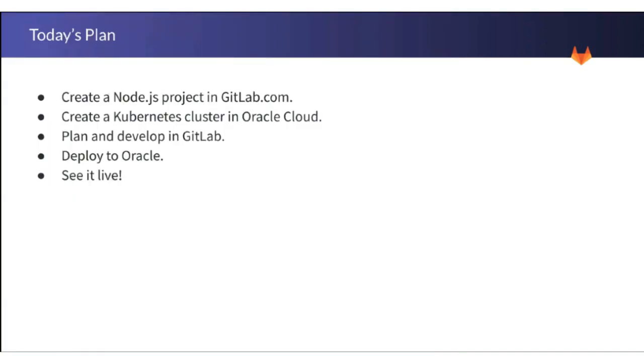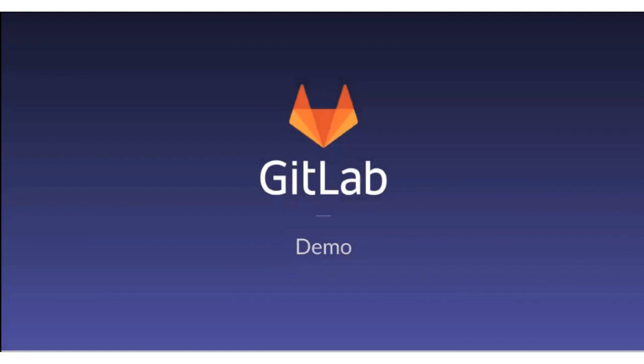This is our plan for today. We'll create a Node.js project on gitlab.com. Then we'll create a Kubernetes cluster in Oracle Cloud. We'll plan and develop in GitLab. Then we'll deploy to Oracle and see it live. Demo time.